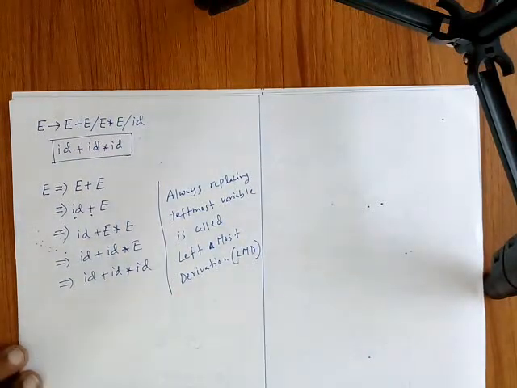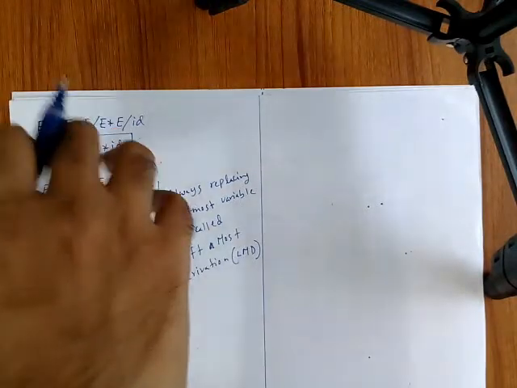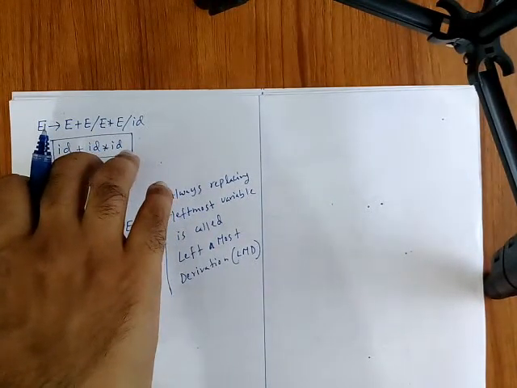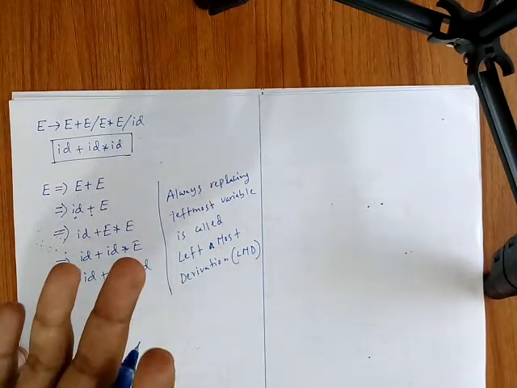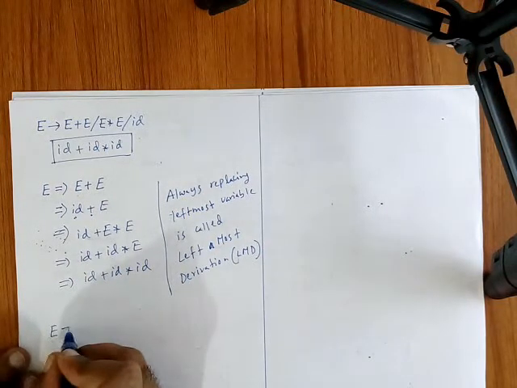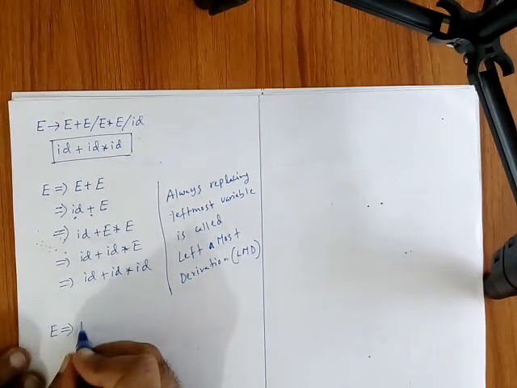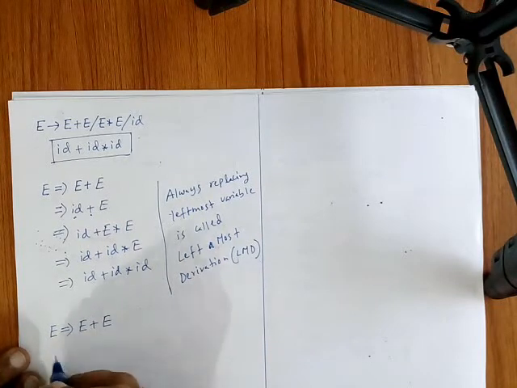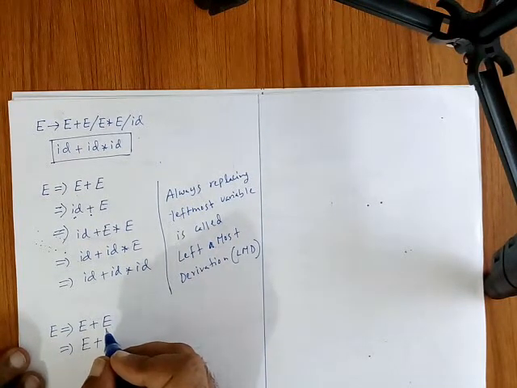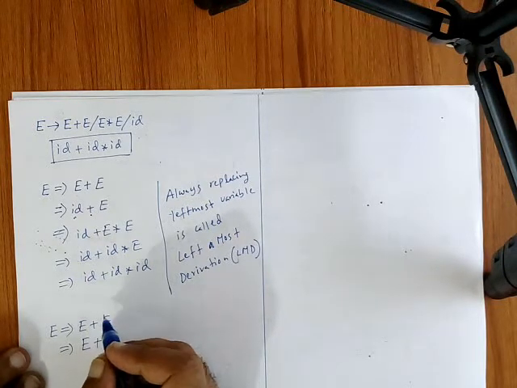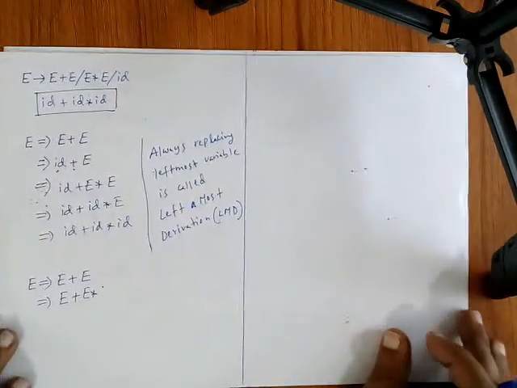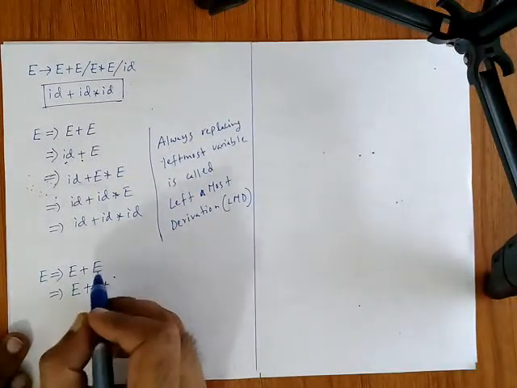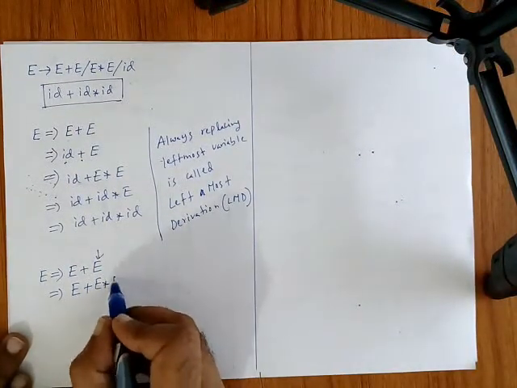Okay guys, now let's take the same procedure of derivation, but instead of replacing the leftmost variable first, we are trying to replace the rightmost variable. Is it possible? So let's try this way. E derives E plus E, then what? E plus, this E is going to be replaced by E star E. This rightmost E is replaced by E star E.